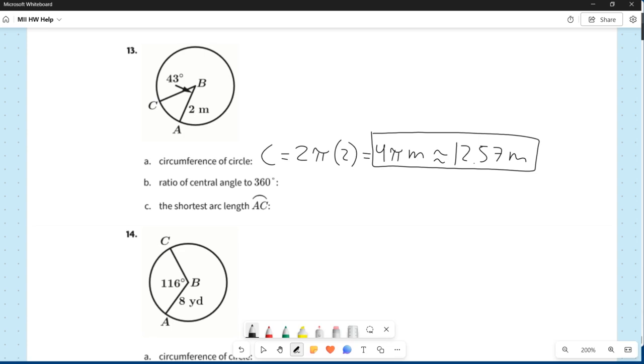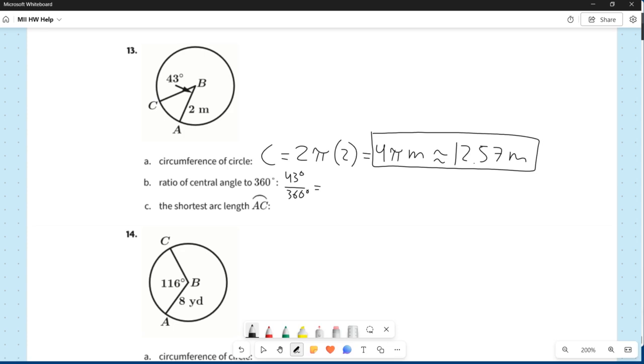Part B, the ratio of the central angle to 360 degrees. So a ratio is just a fraction, and they give us our central angle. So this is really just asking, what is 43 degrees divided by 360 degrees? Our degrees cancel, as they tend to do with ratios. Well, actually, it depends on the ratio, but in this case, our ratio doesn't have any units.